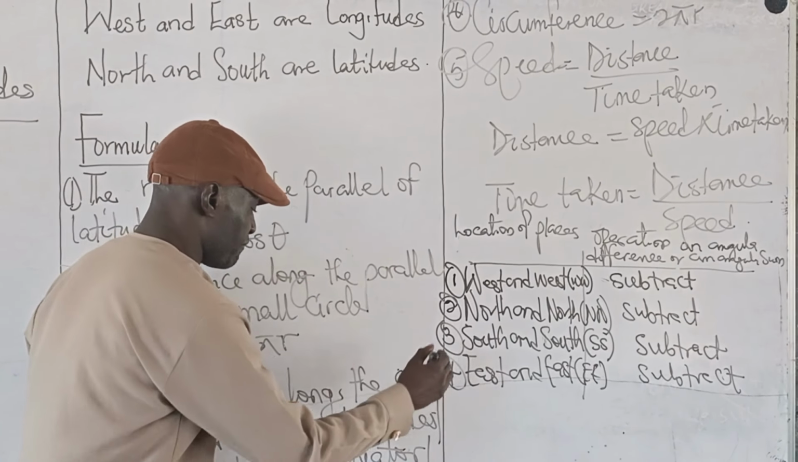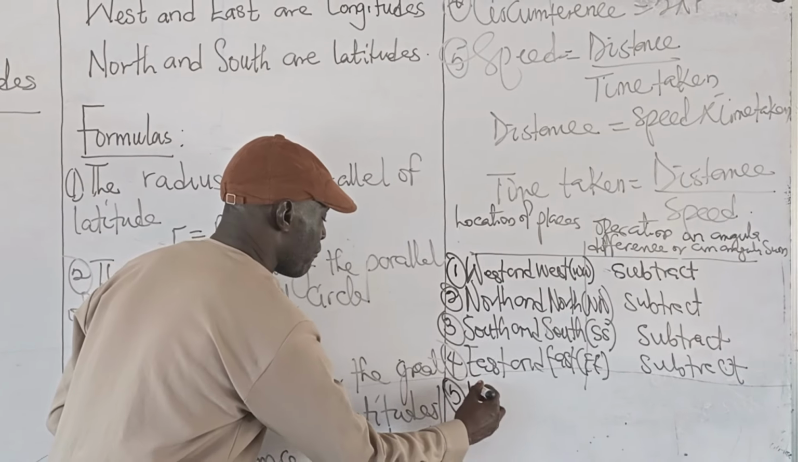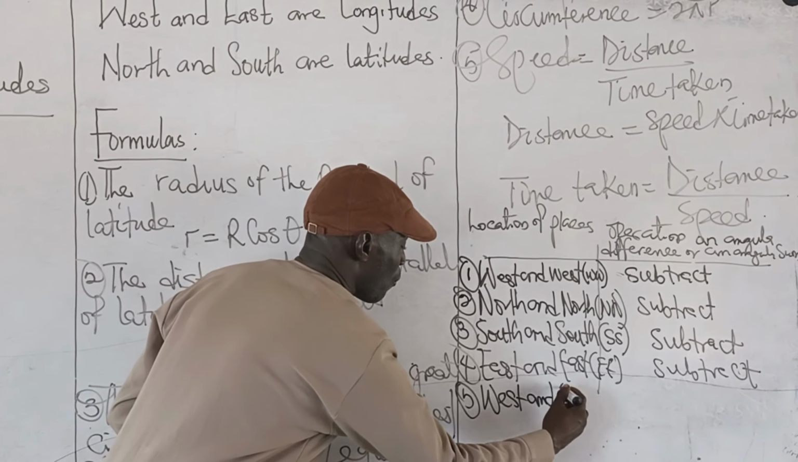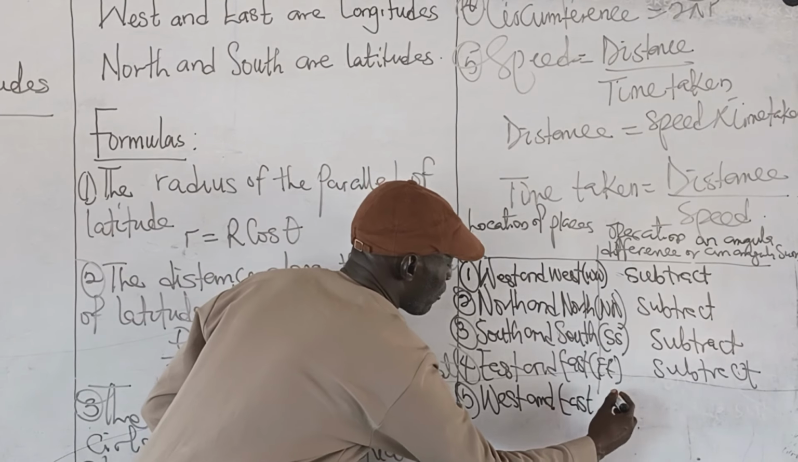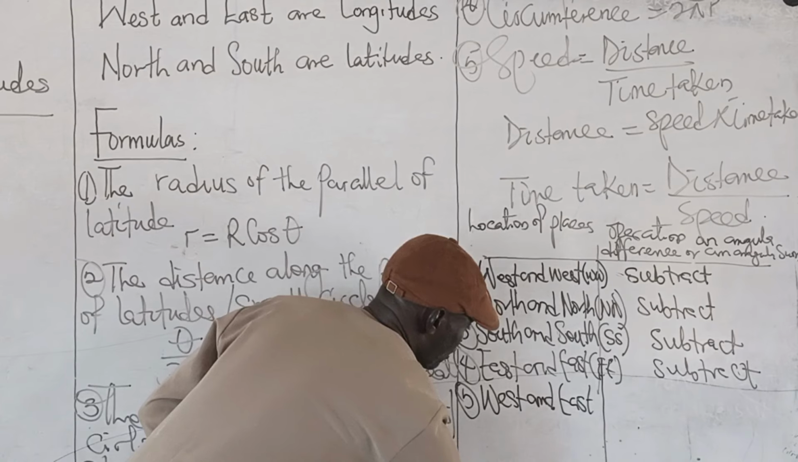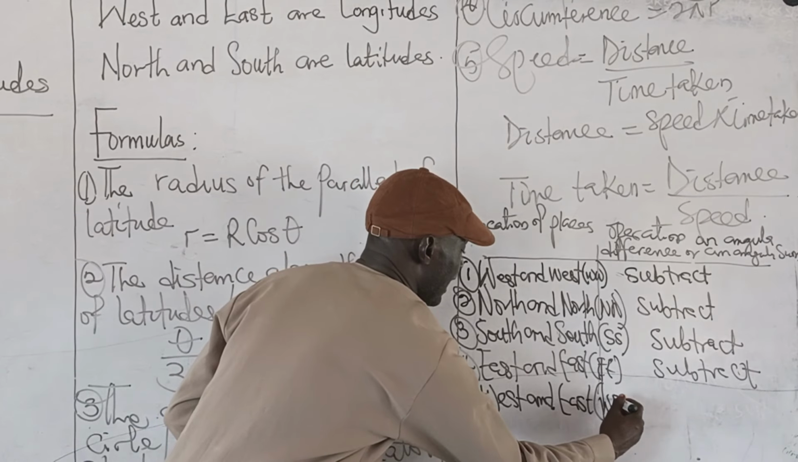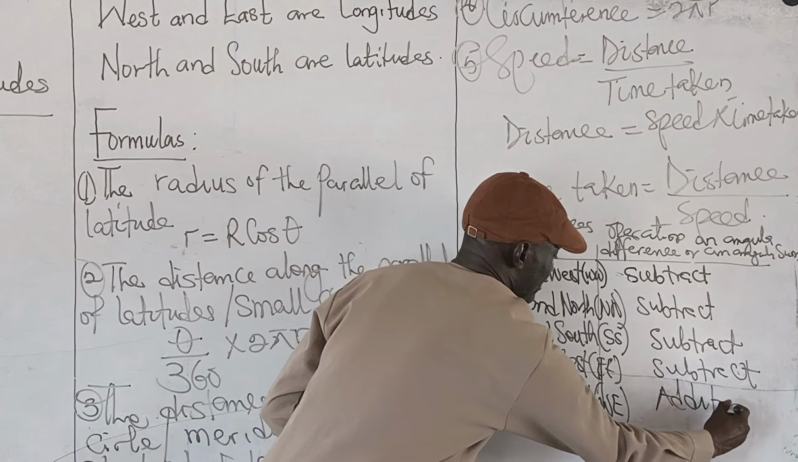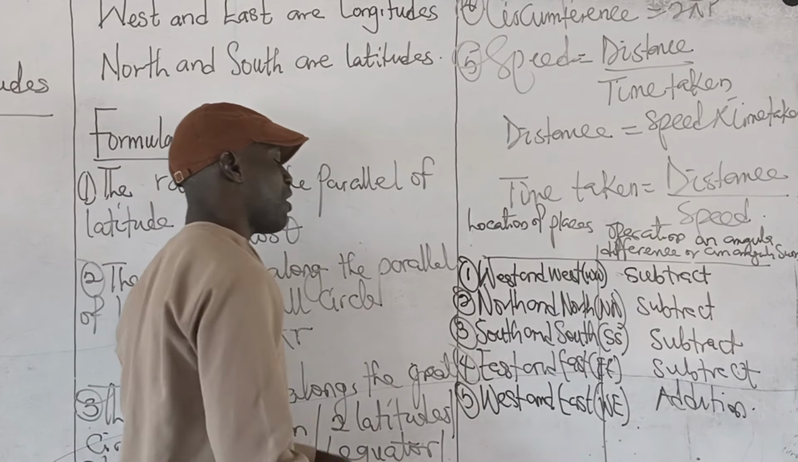The fifth one says, let's say we have west and east. West and east. You can see these are two different locations, which are W and E. We have to apply addition. We have to sum them together.